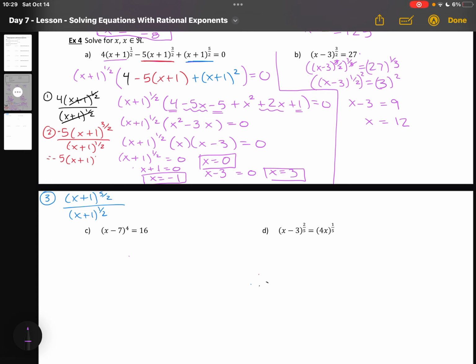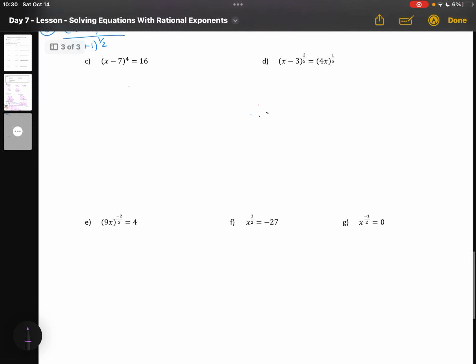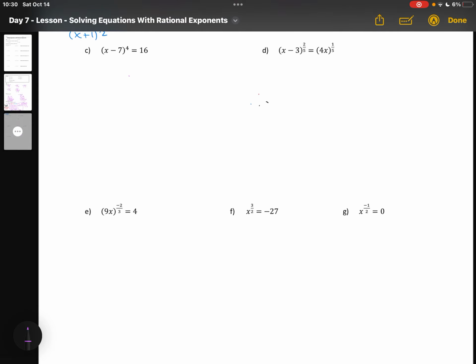So the difference here is I'm clearing the rational exponent just like we did before, but I have an expression as the base to my power, so the end is a little bit more complicated. All right, let's try these last couple of examples.